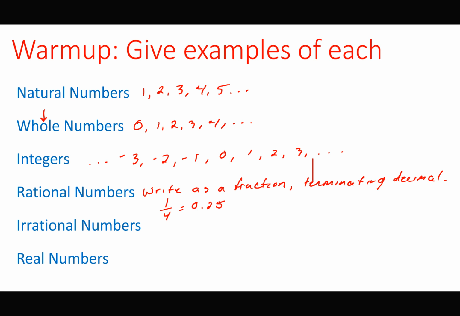An irrational number has that non-terminating decimal. So like pi would be an irrational number. If we want to do square root of 2, that would be an irrational number. We could get a decimal value, but the decimal is going to keep going and going and going. It's not going to terminate. It's a non-terminating decimal.